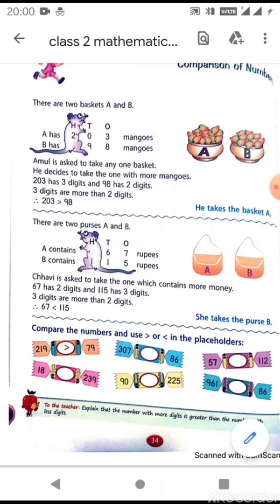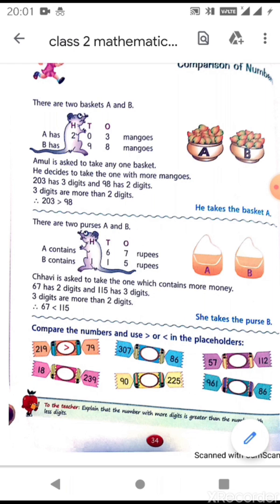So 67 has 2 digits and 115 has 3 digits. So 3 digits are more than 2 digits. So we say 67 is less than 115. So in this example also, the number with more digits is greater than the number with fewer digits. The number 115 has 3 digits and the number 67 has 2 digits. So 115 is greater than 67. So we can say 115 is greater than 67 or we can say 67 is less than 115. Both mean the same.